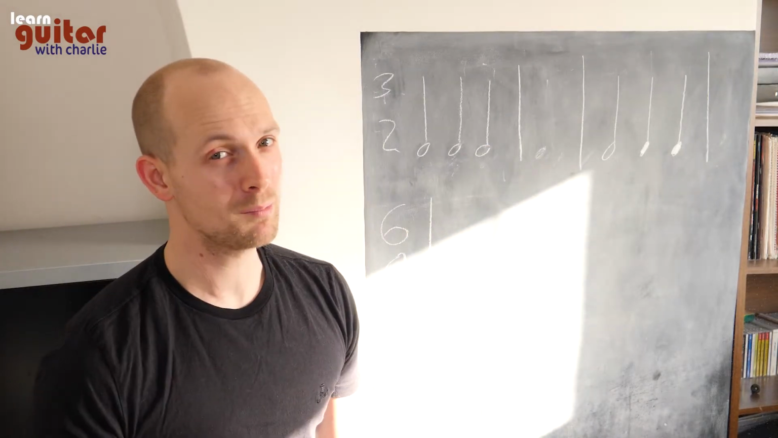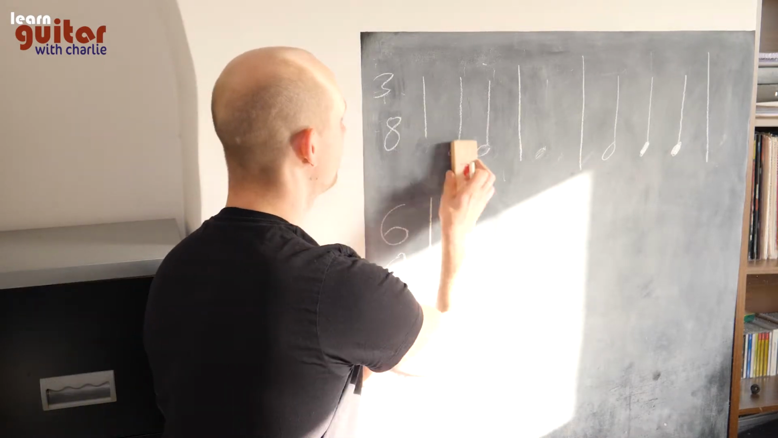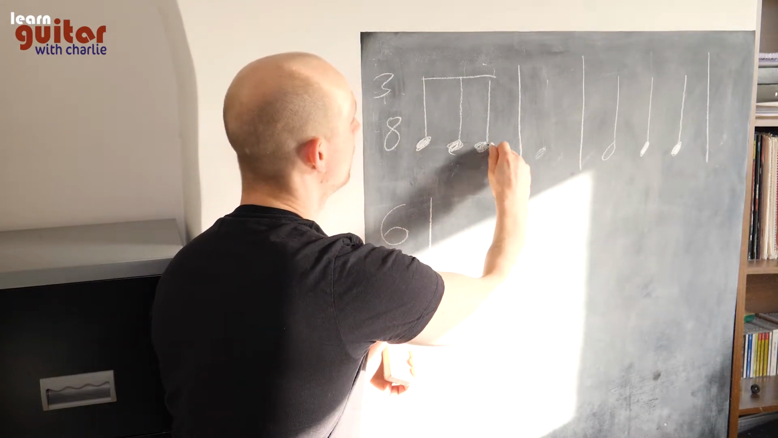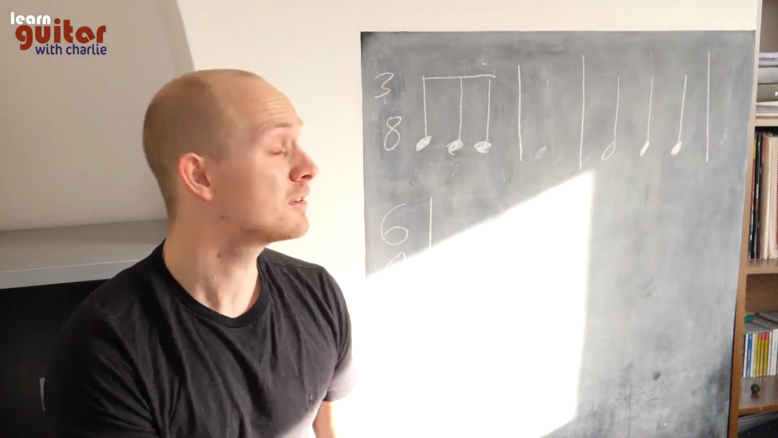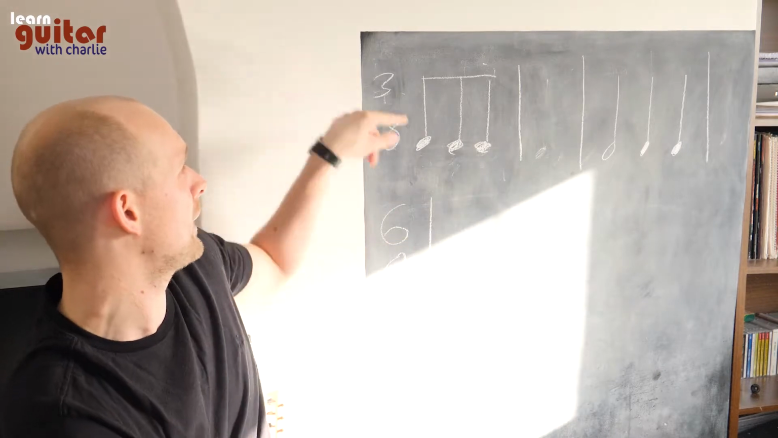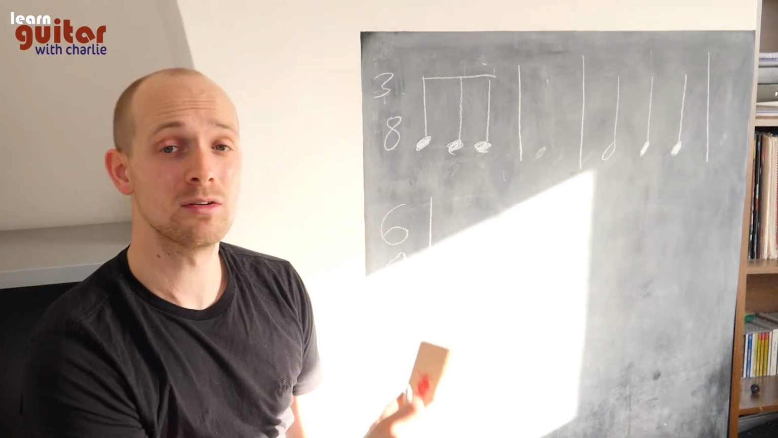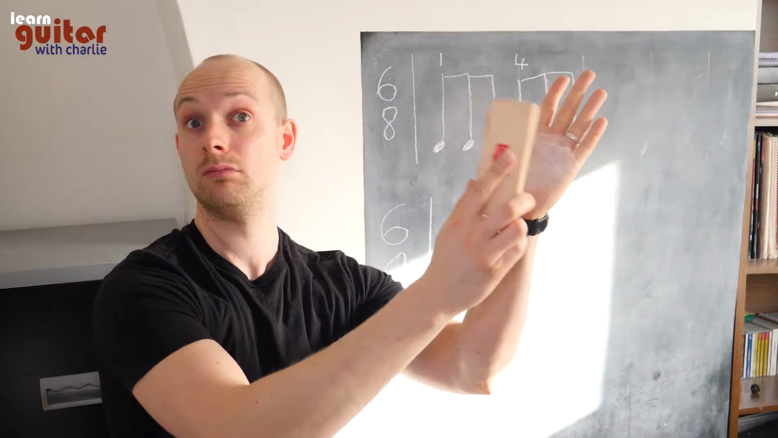I'm going to change the bottom number one more time for you. I've changed the bottom number to an 8, which indicates that we are dealing with quavers. We have a 3 on the top. That tells us that we have 3 quavers per bar. Some badly drawn quavers there for you.